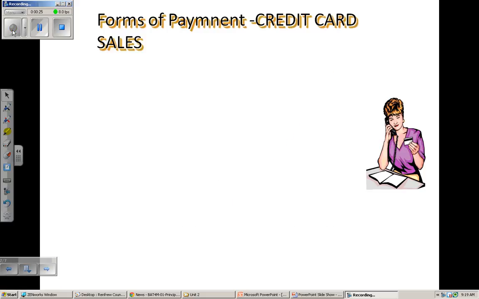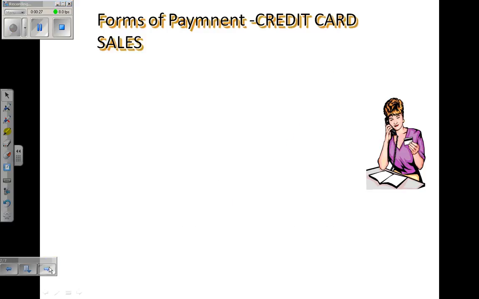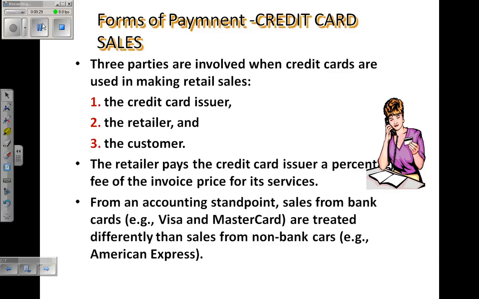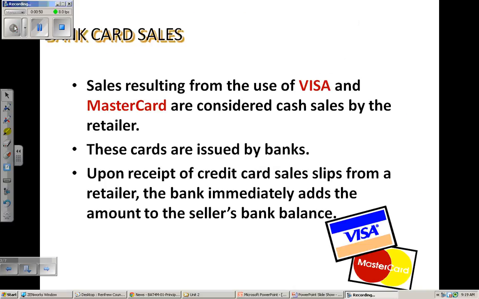First, we will look at credit card sales. There are three parties involved when credit cards are used in making a sale: the credit card issuer, the retailer, and the customer. The retailer pays the credit card issuer a percentage fee of the invoice for its services. From an accounting standpoint, sales from bank cards, Visa and MasterCard, are treated differently than sales from non-bank cards such as American Express. Sales resulting from the use of Visa and MasterCard are considered cash sales by the retailer.